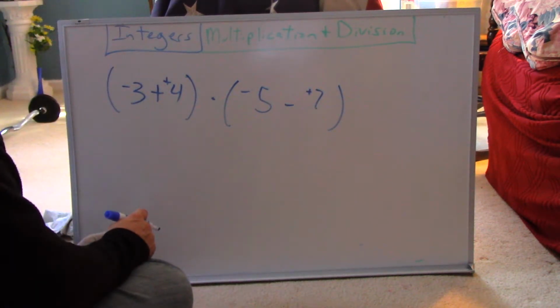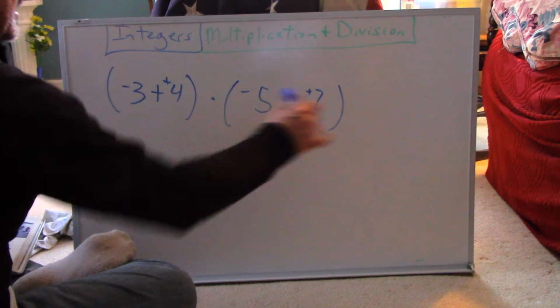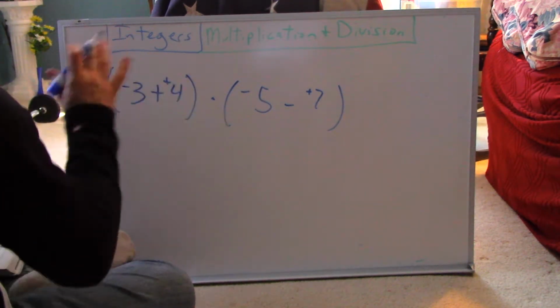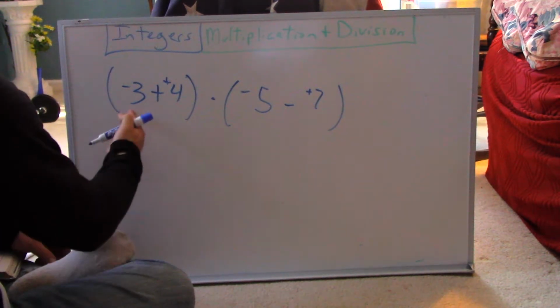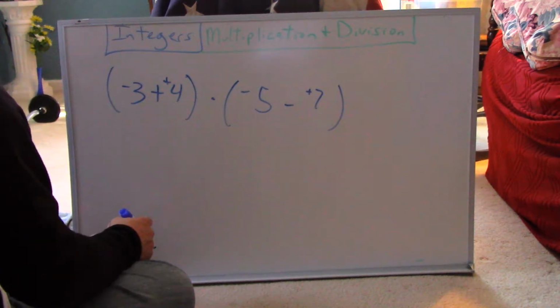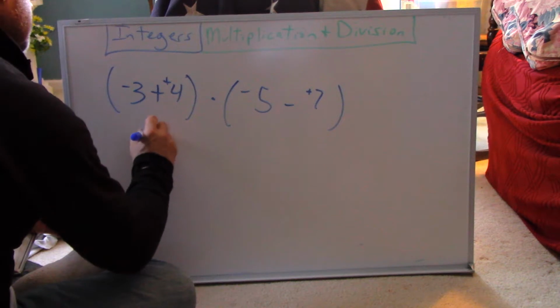Okay, look at this. We've got negative 3 plus positive 4 times negative 5 minus positive 7. So we're going to go back to our old rules. We'll do this first: negative 3 plus positive 4. I told you when we add, if the signs are different, subtract and take the sign of the higher number. So that's positive 1.